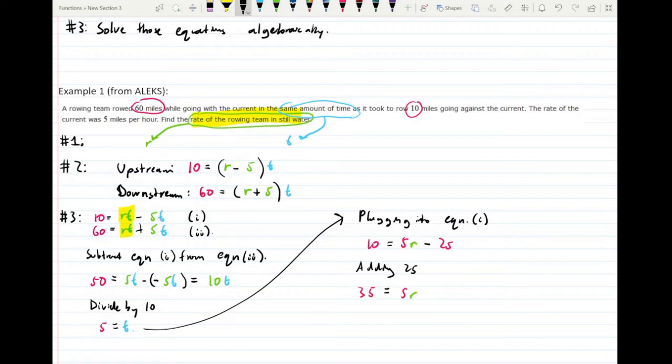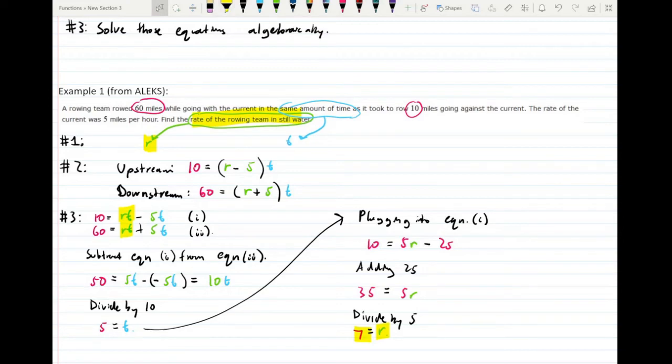And finally, one last division by 5 gives us 7 equals r, which is exactly what we wanted to find in the first place. So the rate of the exploding team in still water is 7.